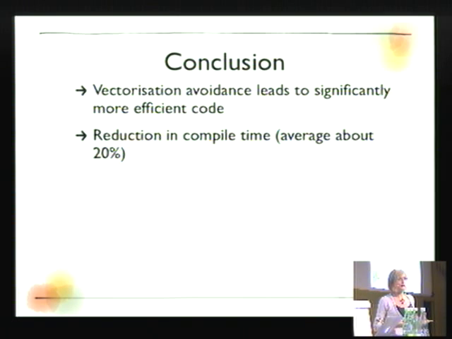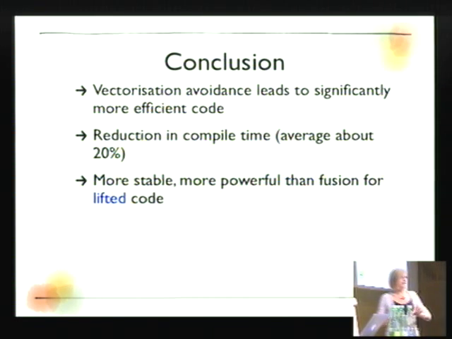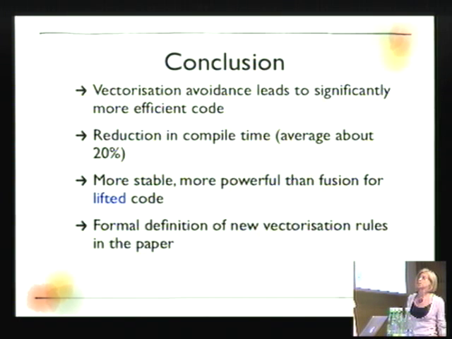Inlining and fusion is not cheap during compile time. So basically, across the board, it reduced compile time by about 20%, and also the size of the executable. And vectorization avoidance is definitely more stable and more powerful on the lifted code. Just on the lifted code, as I said, for the regular things we still need fusion, and there are cases fusion can deal with, vectorization avoidance doesn't deal with.